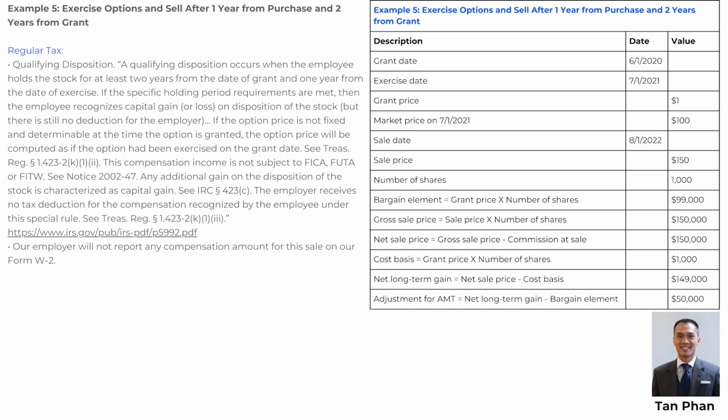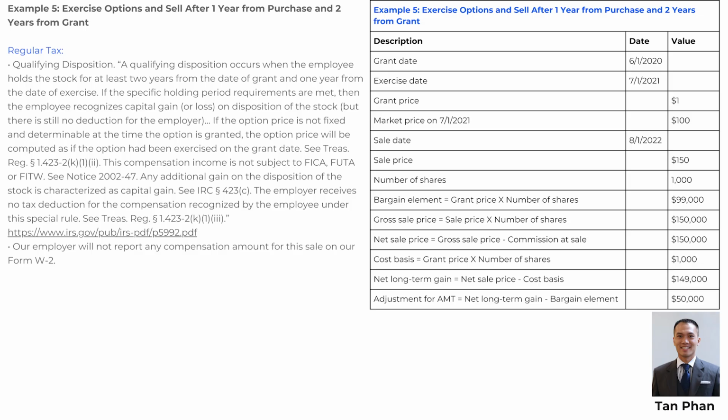If the specific holding period requirements are met, then the employee recognizes capital gain or loss on disposition of the stock, but there is still no deduction for the employer. If the option price is not fixed and determinable at the time the option is granted, the option price will be computed as if the option had been exercised on the grant date. See Treasury Regulations 1.423-2(k)(1)(ii). This compensation income is not subject to FICA, FUTA, or FITW.